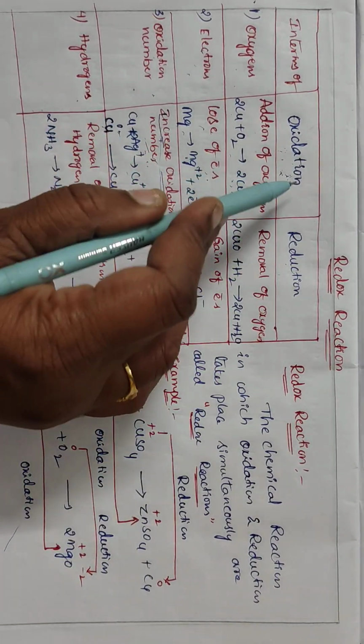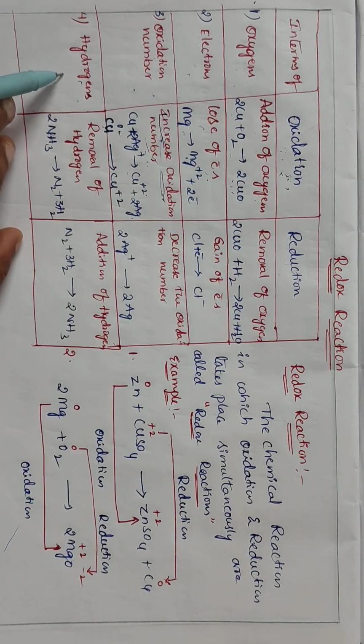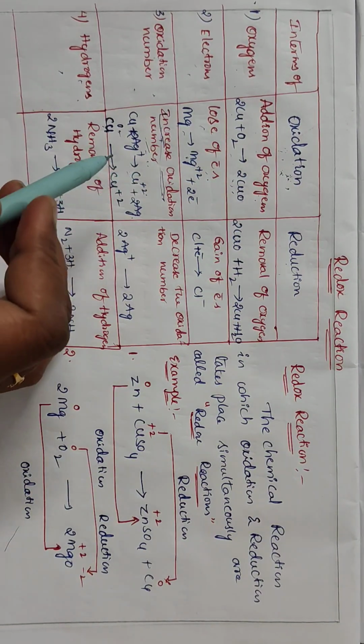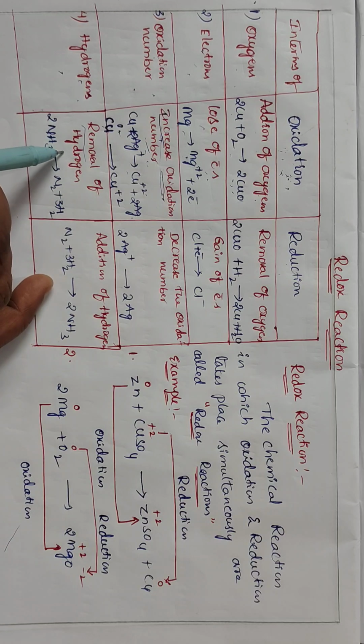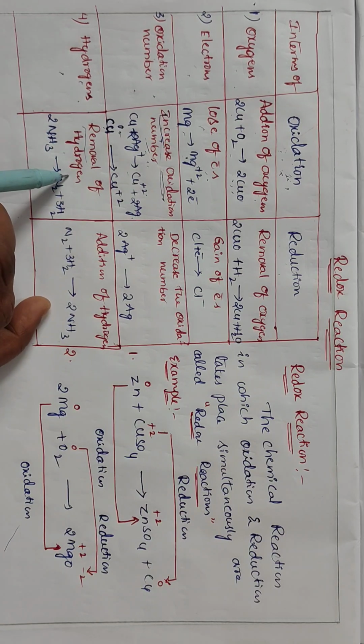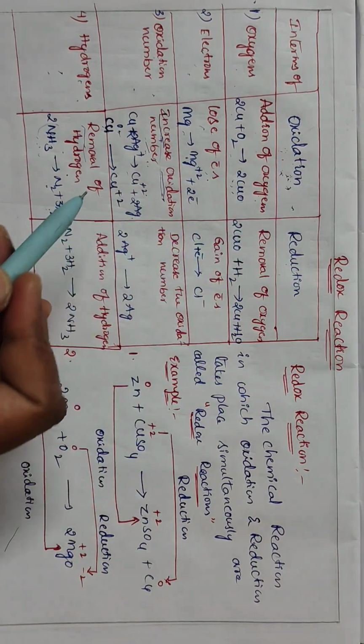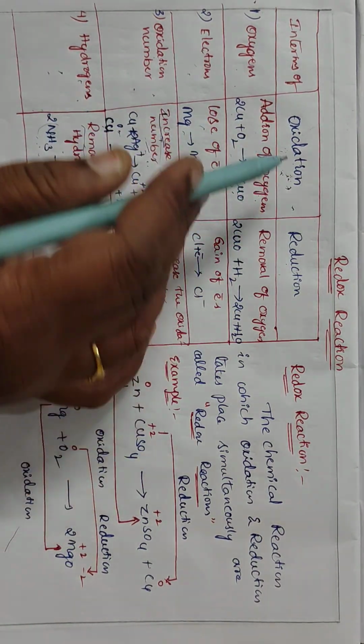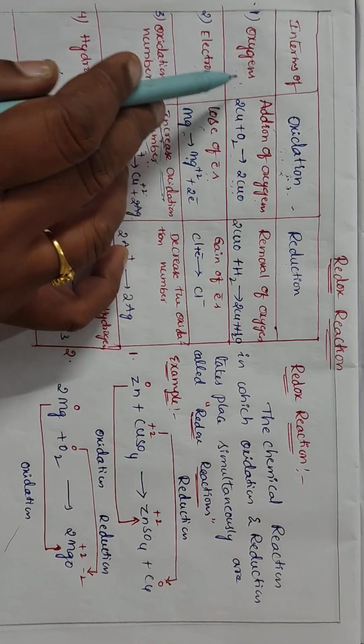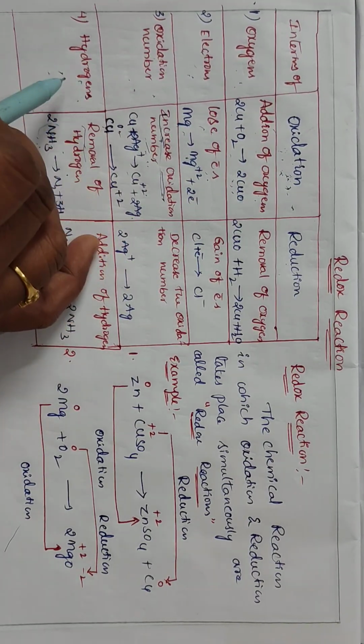Next, the fourth definition of oxidation, in terms of hydrogen. That is removal of hydrogen. Removal of hydrogen is called oxidation. For example, here 2NH3. We are removing hydrogen from ammonia. Then there is a formation of N2 and 3H2. So removal of hydrogen is also called oxidation. So we have four definitions for oxidation in terms of oxygen, electrons, oxidation number, and hydrogen.